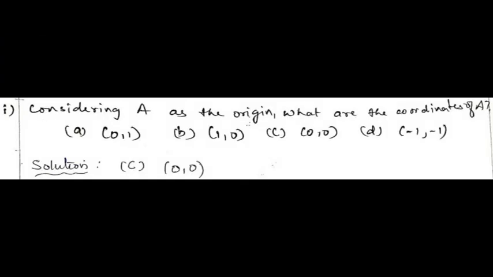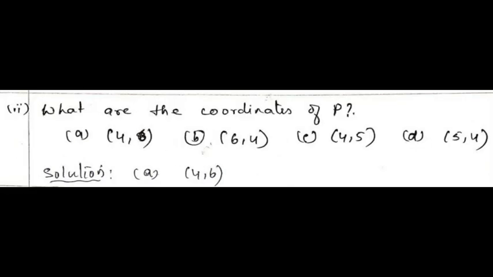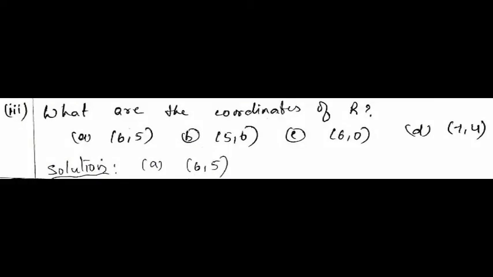Question number 1 is considering A as the origin. What are the coordinates of A? A is the origin, therefore coordinates is 0, 0. What are the coordinates of P? Count the number of dots and you get coordinates of P is 4, 6. What are the coordinates of R? R is 6, 5.